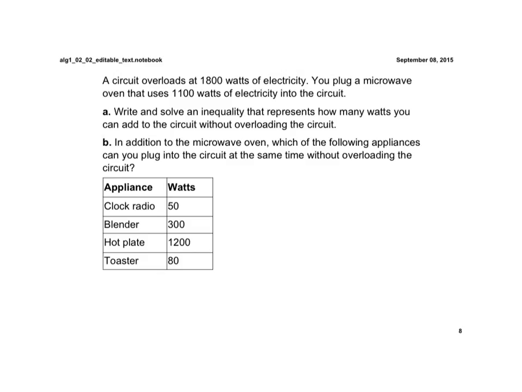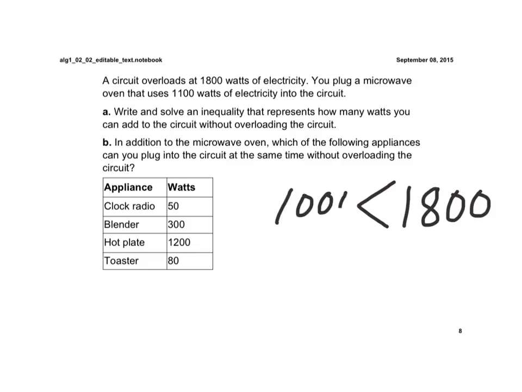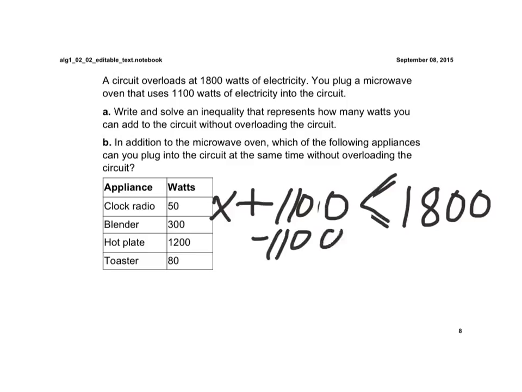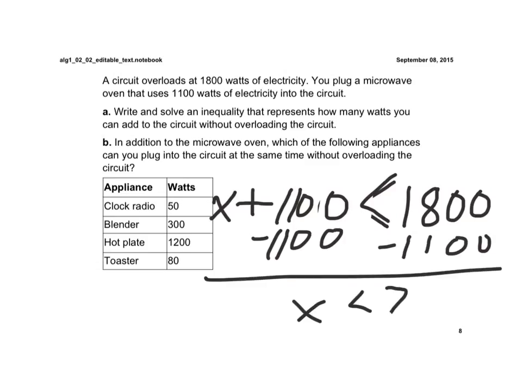Well, it says it overloads at 1800, so we better have less than 1800 on there because we don't want it to overload. And we already put 1100 on. So now we have x plus 1100 is less than 1800. If we solve this, we would subtract the 1100 from each side, and we get x is less than 700 watts.